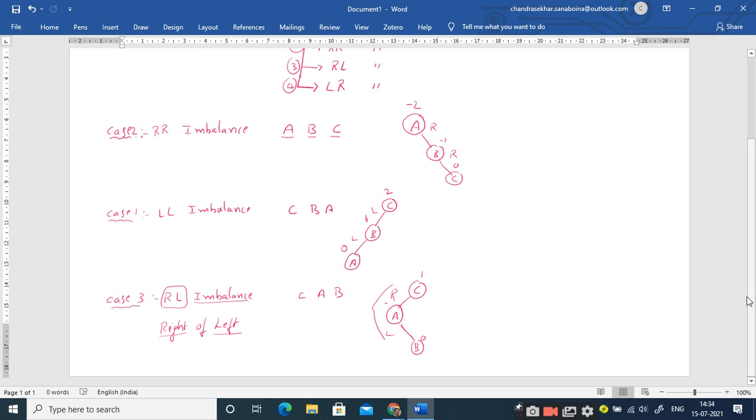That's the reason why I am saying don't get confused with the rotations and the imbalances, right? Is it clear? Now you can observe here the imbalance, let me complete this topic, right? So what is the balance factor of A? It is -1. What is the balance factor of C?